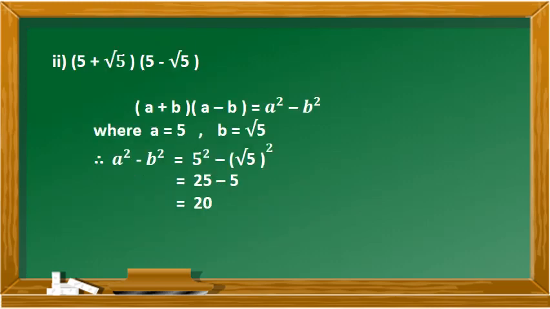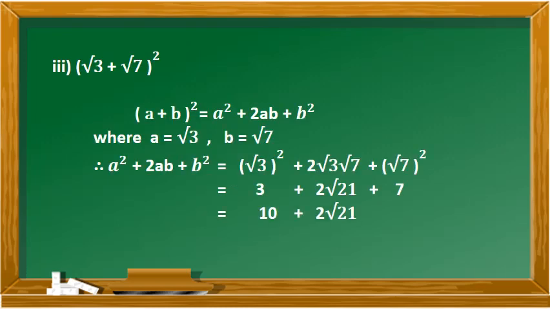The second subdivision is (5 plus root 5) into (5 minus root 5). It is in the form of (a plus b) into (a minus b), and the identity gives you a square minus b square. Now here a is equal to 5 and b is equal to square root of 5. So a square minus b square is equal to 5 square minus (square root of 5) the whole square, which gives you 25 minus 5, which is 20.